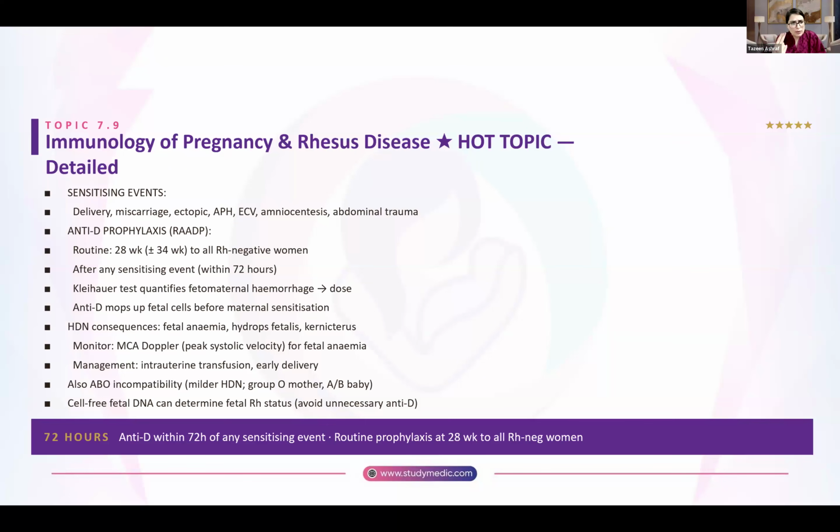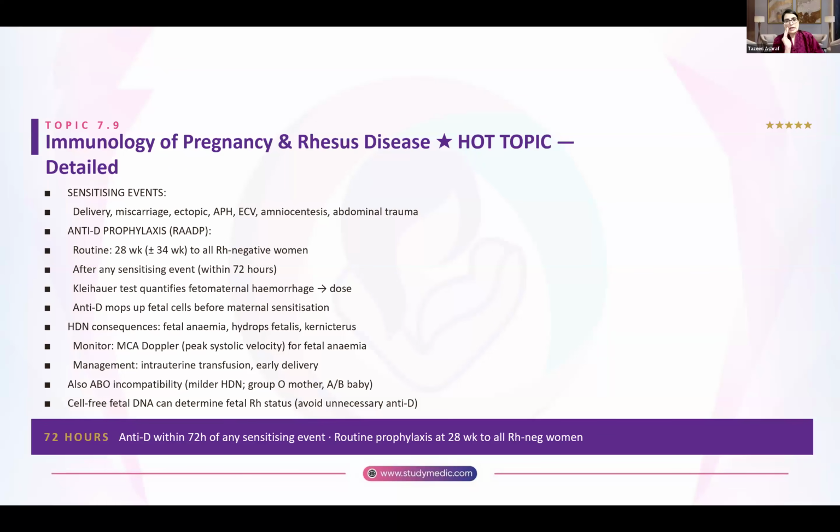Now, two important exam questions which are frequently asked: anti-D within 72 hours of any sensitizing event. When a sensitizing event happens, anti-D has the most beneficial effect when given within 72 hours of the sensitizing event. What is meant by a sensitizing event? That is delivery, miscarriage, ectopic pregnancy, antepartum hemorrhage, external cephalic version, amniocentesis, abdominal trauma.